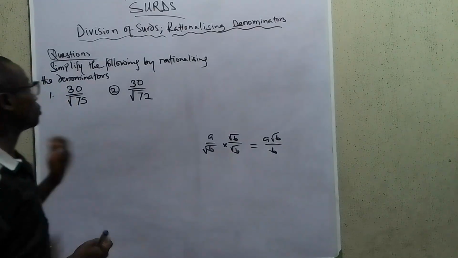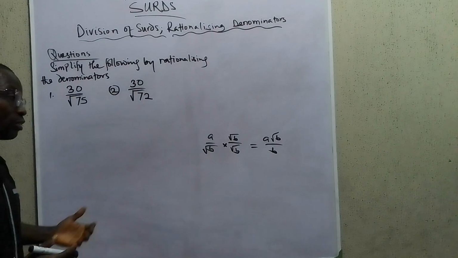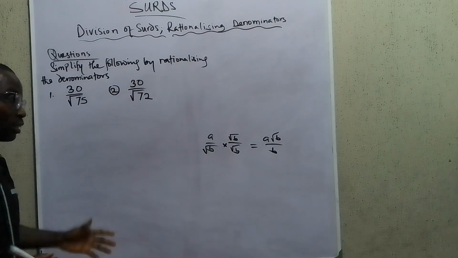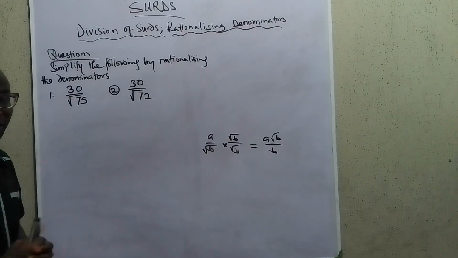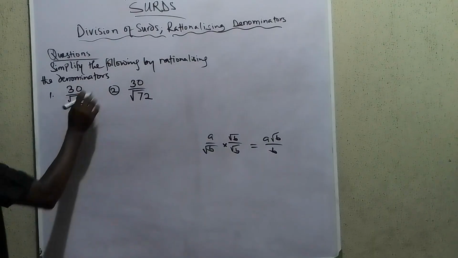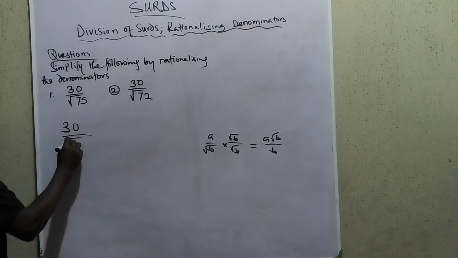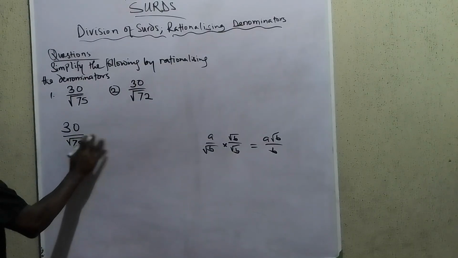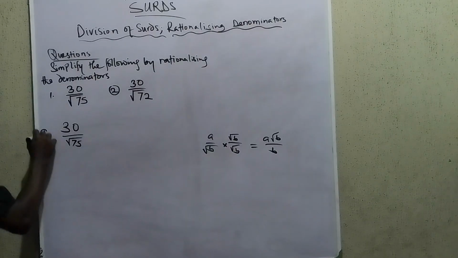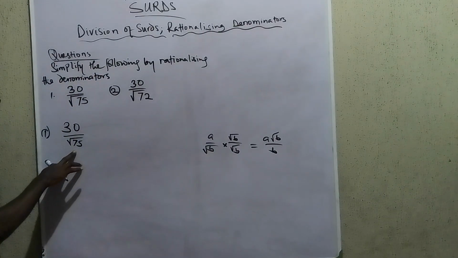So today we'll be looking at questions, the first and the second. Let's see if we can take the two of them in this video, but if we can't, we'll just pick one for the length of the video. So let's go to the first. The first question: simplify 30 over root 75 by rationalizing the denominator. So what you do from the definition is that you have to make the denominator a whole number.